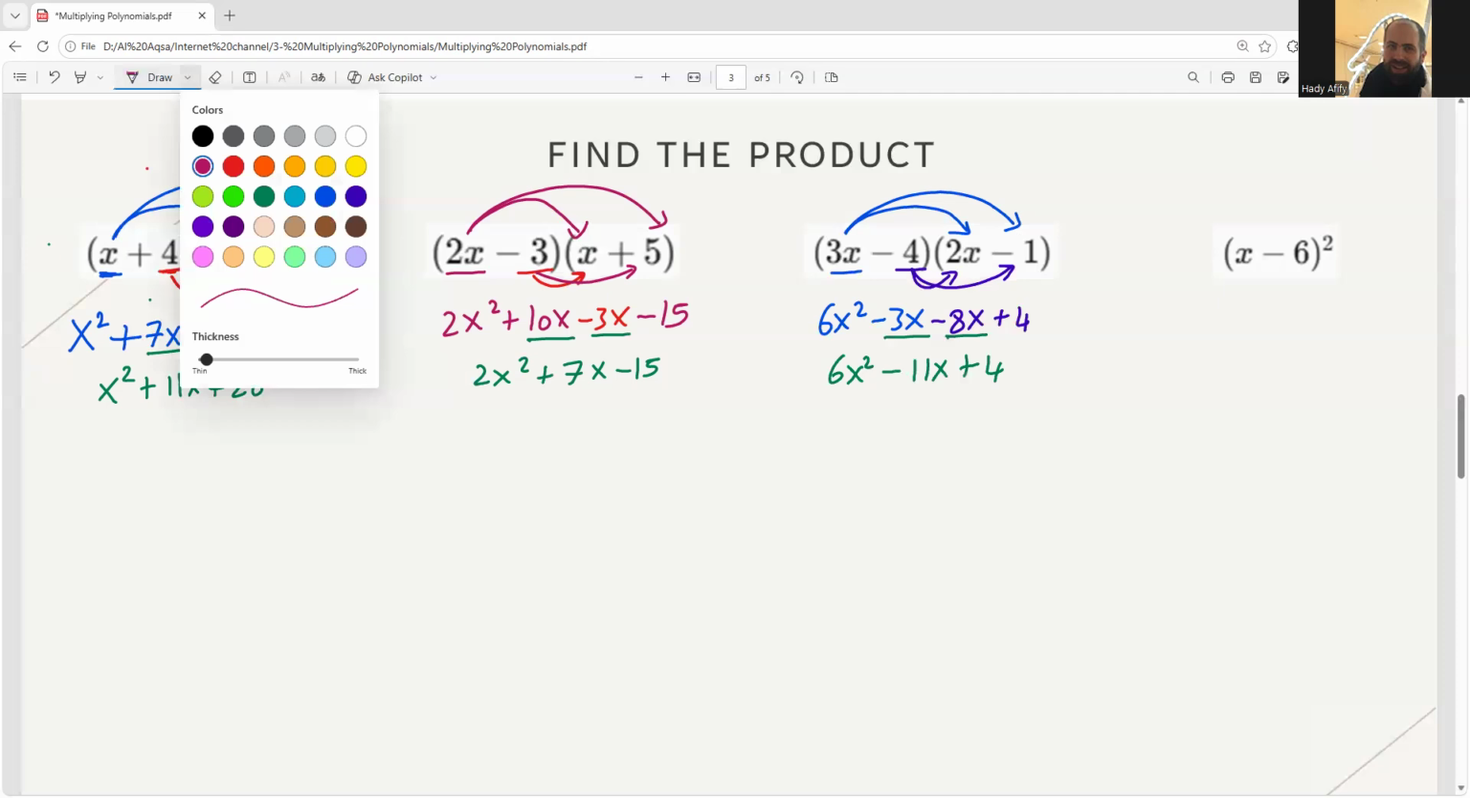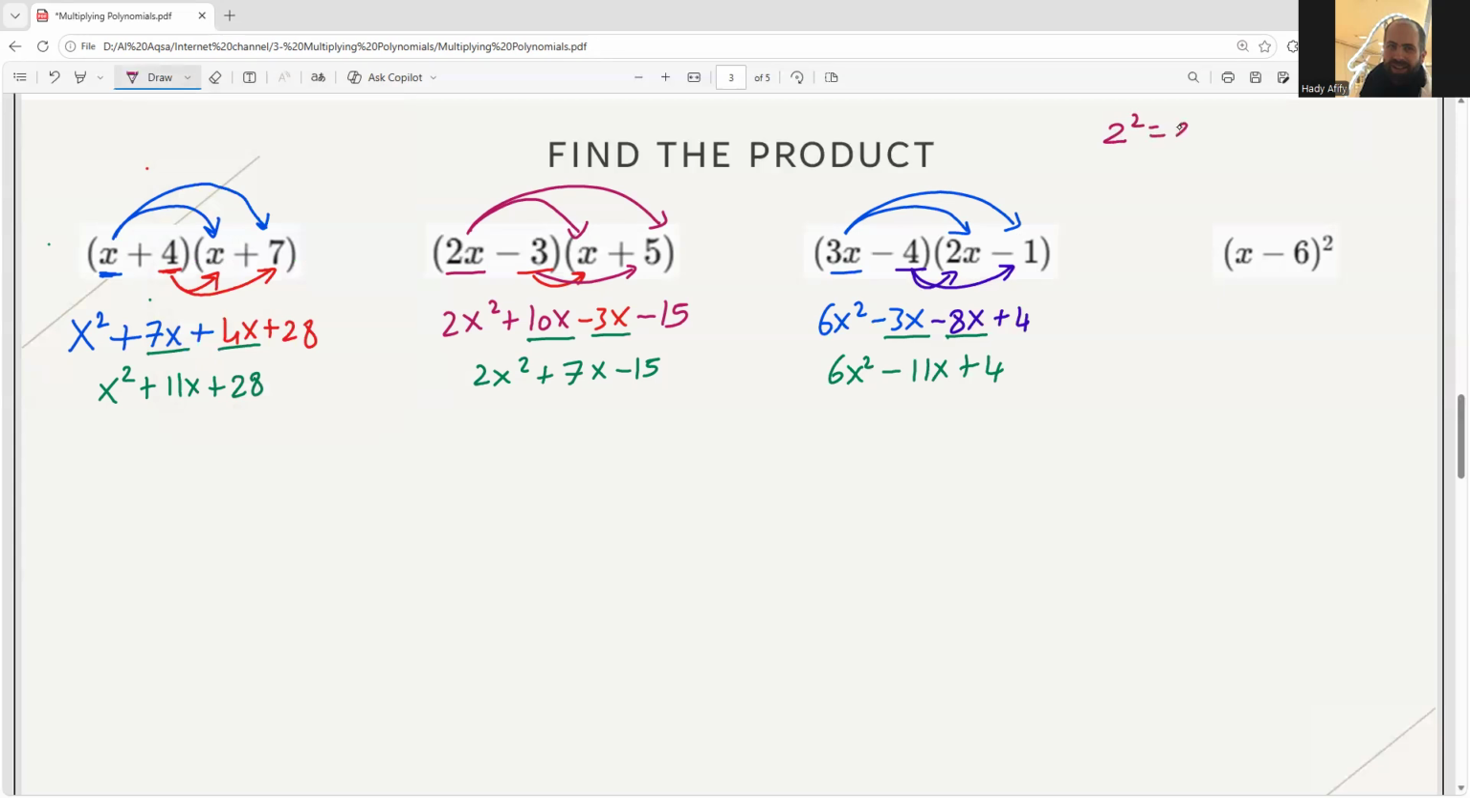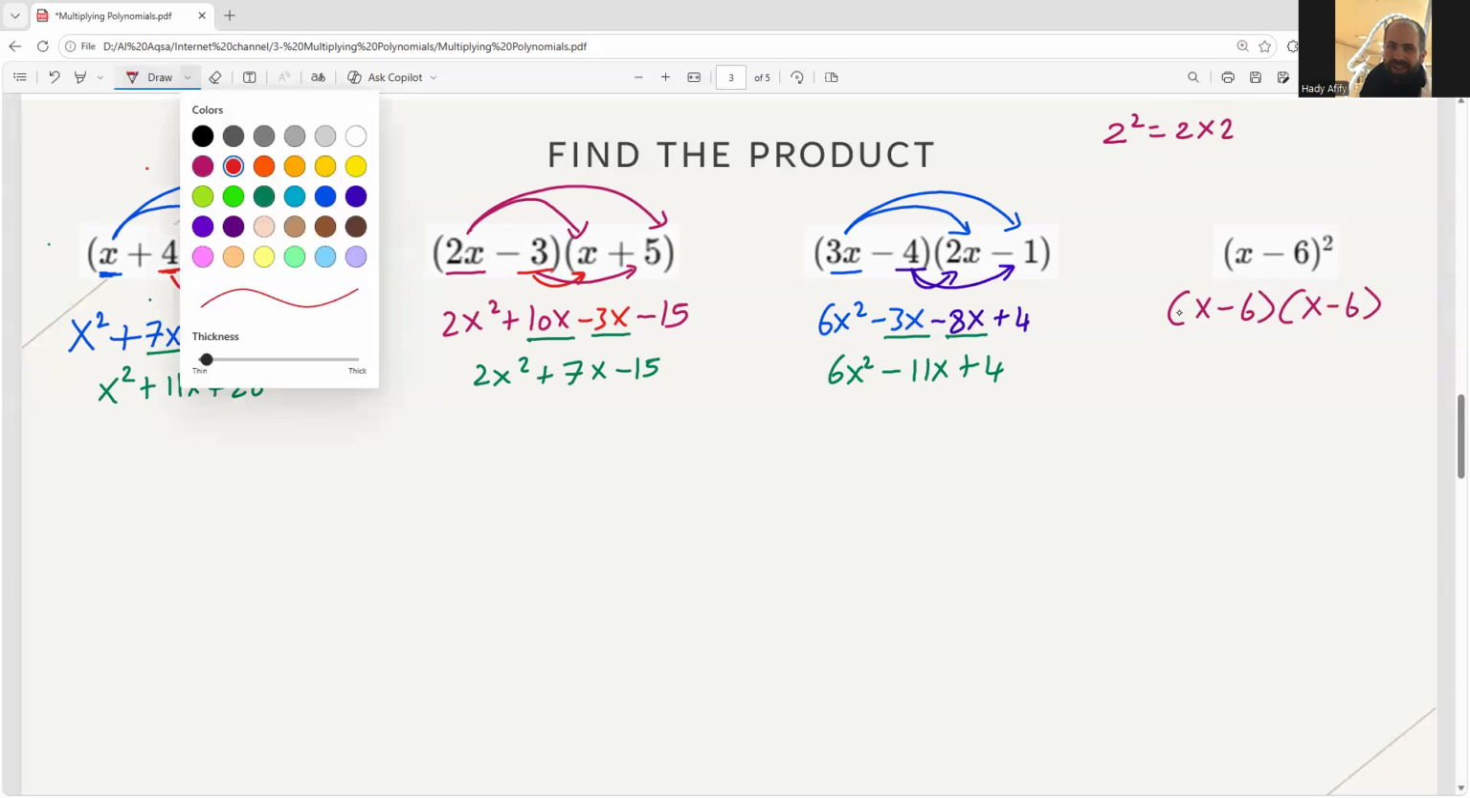The fourth question we have is somehow a special case. You can say that x minus 6 all squared. So 2 squared, what does this mean? 2 squared means 2 times 2. So it is the same thing multiplied by the same thing. So x minus 6 all squared means x minus 6 multiplied by x minus 6. And this is the only additional step that you need to do. And then you're going to do the same steps.